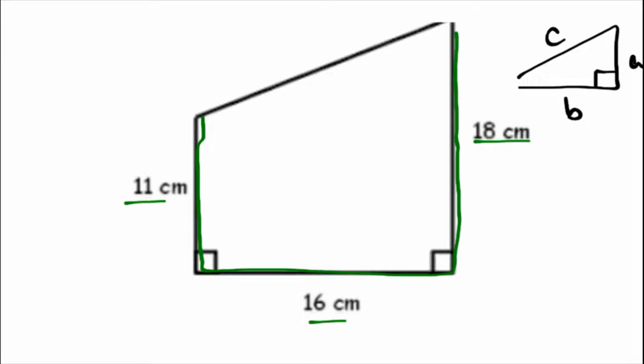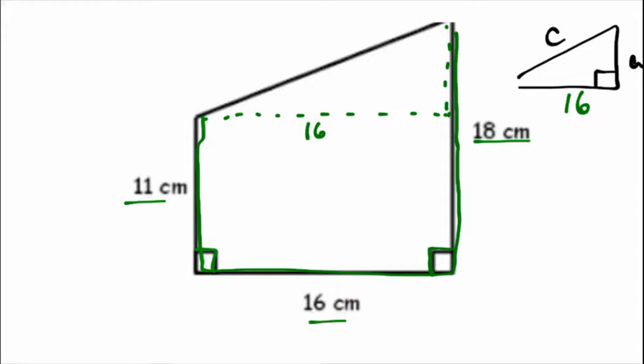So, to find that, I really need to think about that triangle. What is my A and what's my B? The B is a little bit easier to find. So, the B in this rectangle, that has to be 16. So, I'm using 16 for the bottom of that triangle.